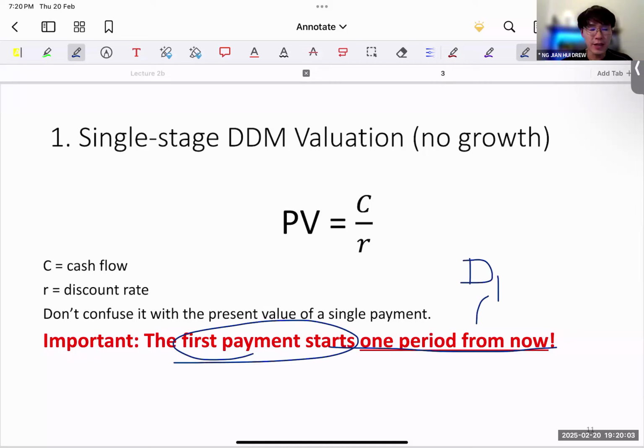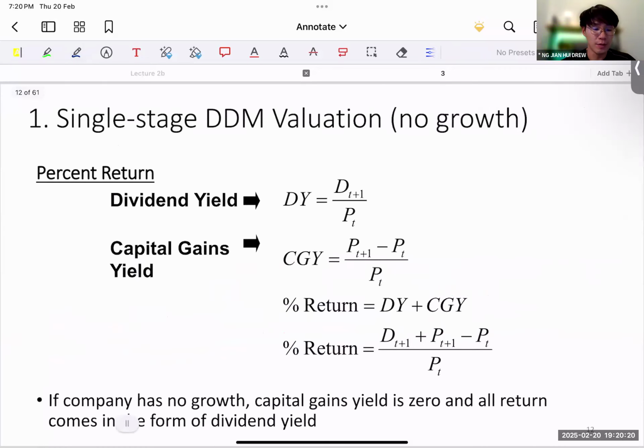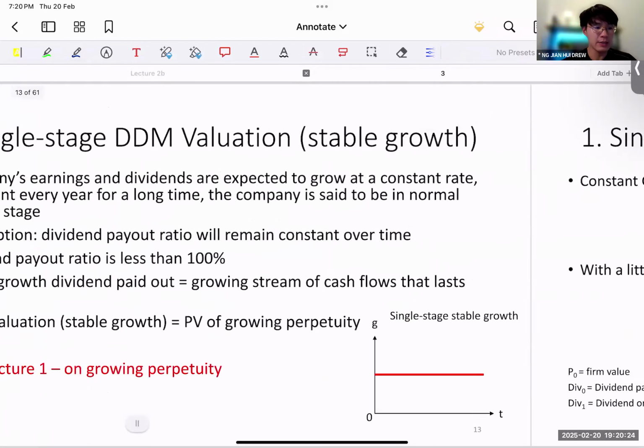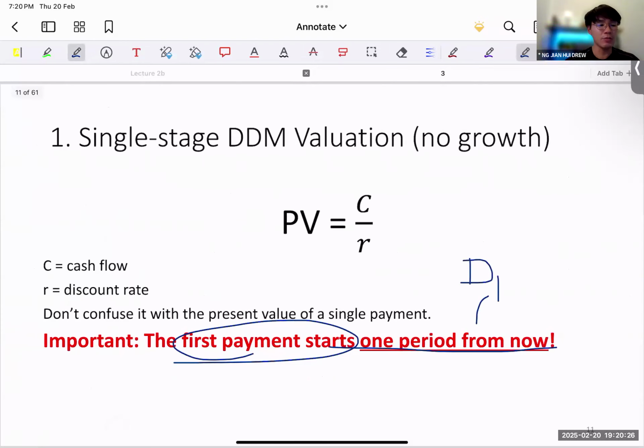It means that whenever you read a question, you have to be very careful what kind of dividend they are giving you. Because in order to use this formula, the present value of perpetuity, we need to have D1, the dividend in one period from now. I think there is an example, maybe much later, but I want to explain why this is important, even though this is a perpetuity.